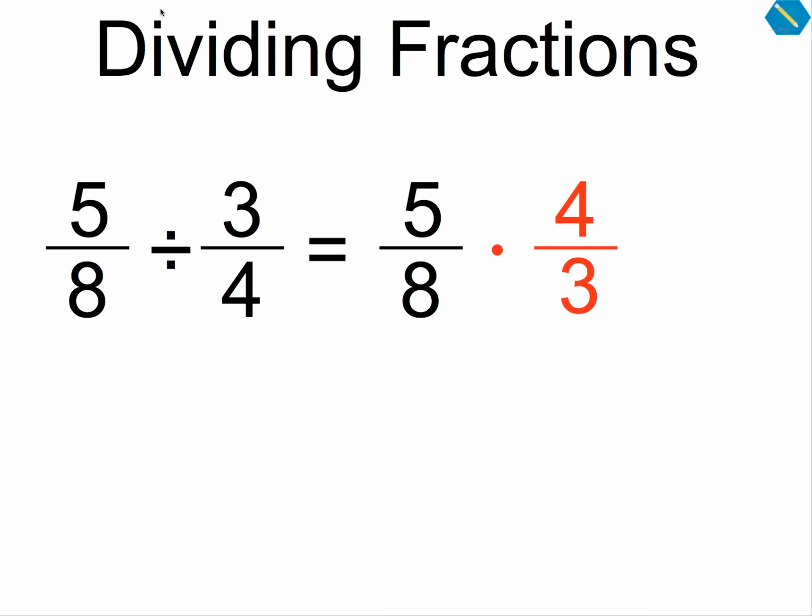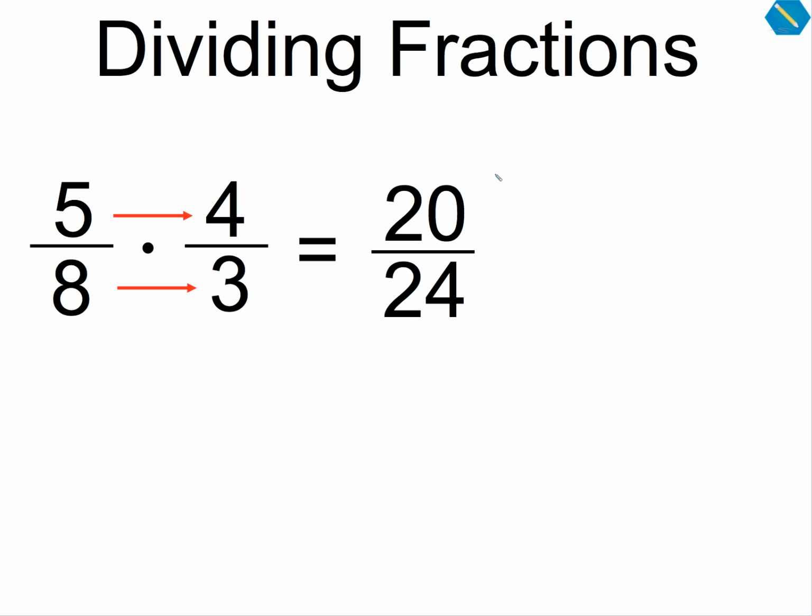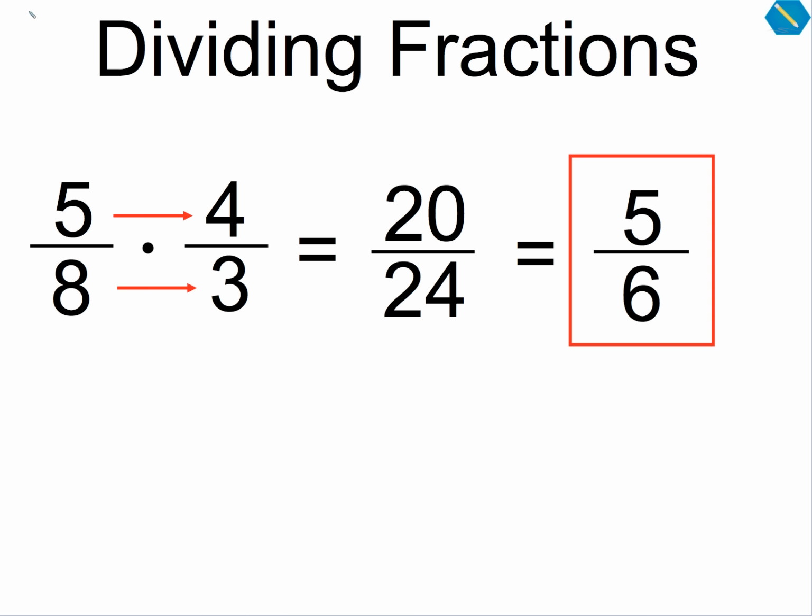Okay, so now that we have that, let's just look at that problem there. 5/8 times 4/3. Again, two ways of doing this. You can multiply straight across. So in the numerator, 5 times 4 is 20, and in the denominator, 8 times 3 is 24. Since both of these are divisible by 4, we can simplify it. 20 divided by 4 would be 5, and 24 divided by 4 would be 6. Final answer.